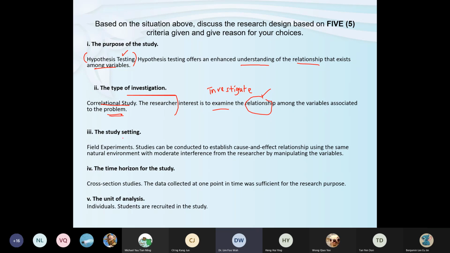Setting, study setting. Okay. This falls under field experiment. Okay. This one you will get, I think, 1 mark. I'm not sure, or 0.5 marks. This one definitely you will get the marks.